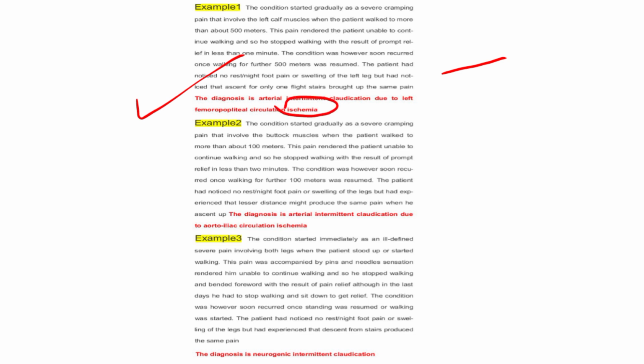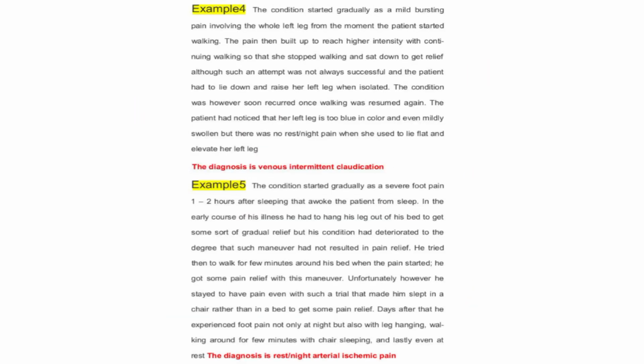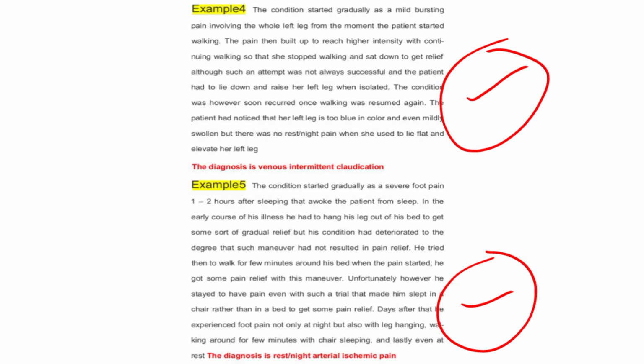Second example is the arterial intermittent claudication due to aortoiliac circulation ischemia. Example number 3. This is the diagnosis of neurogenic intermittent claudication. These are the symptoms you can read, and it leads to this diagnosis. Example number 4. It is the diagnosis of venous intermittent claudication, and it is the diagnosis of rest and in case of night arterial ischemic pain.